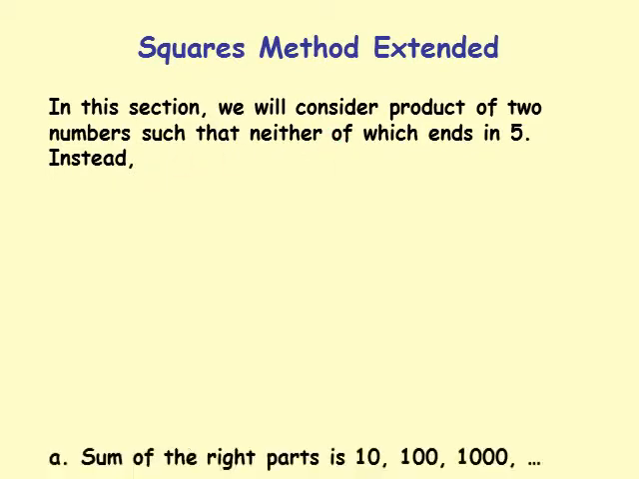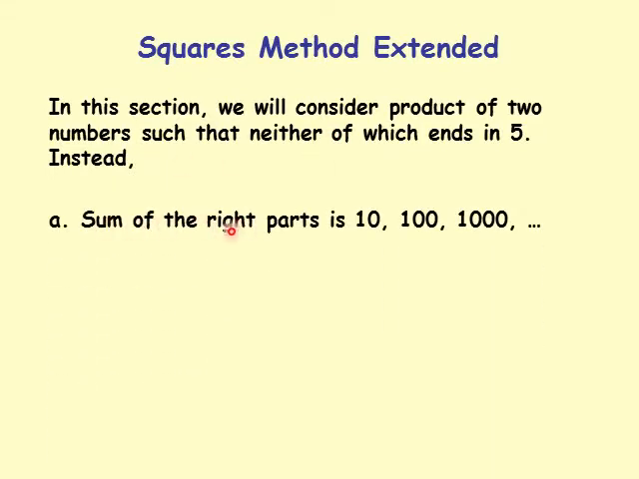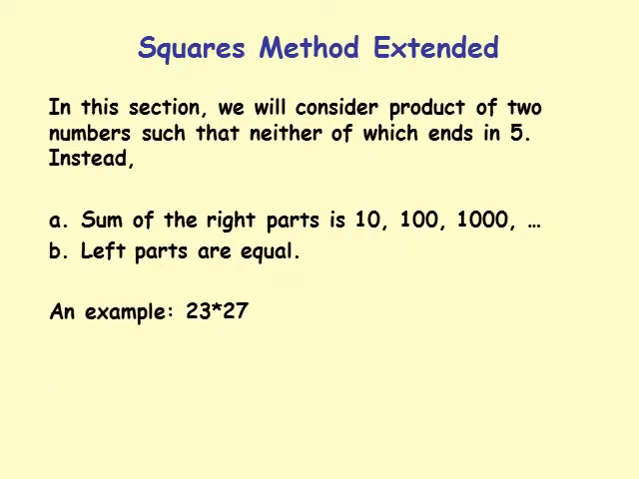Instead, the sum of the digits on the right part is 10. On the right, the sum is a base number like 10, 100, or 1000. So we would not be doing squares here. Left parts are equal. An example is 23 times 27. So we are not doing a square, but we are trying to use the same method, which is by one more than the one before.